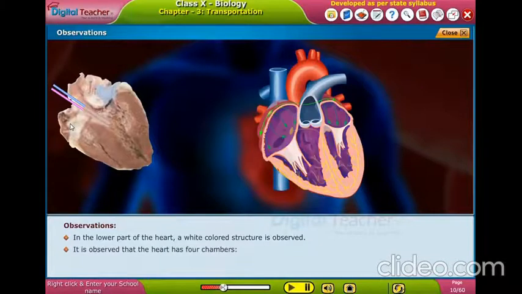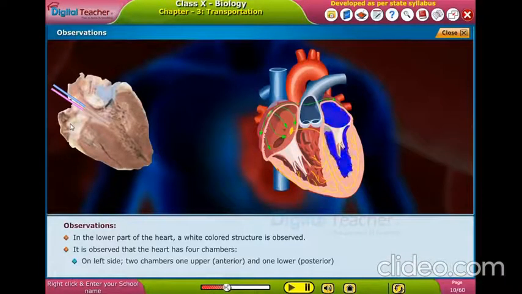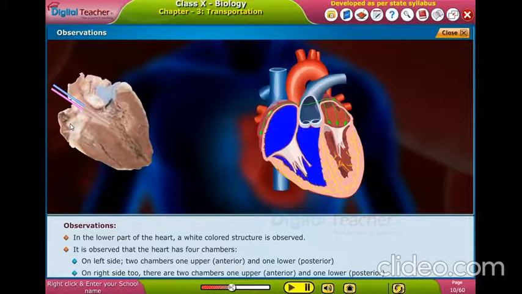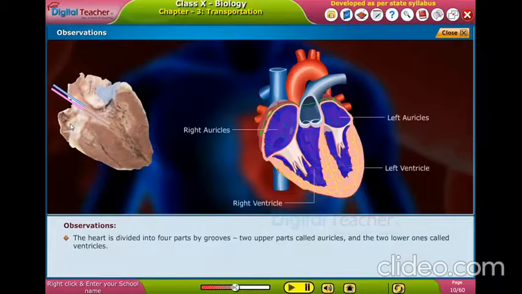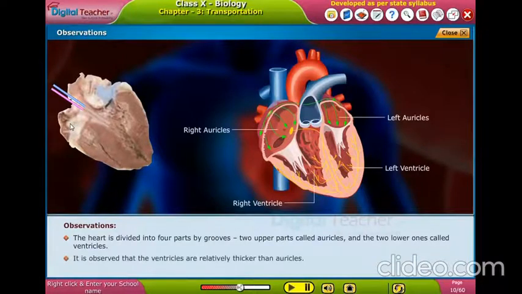It is observed that the heart has 4 chambers. On left side, 2 chambers, one upper anterior and one lower posterior. On right side too, there are 2 chambers, one upper anterior and one lower posterior. The heart is divided into 4 parts by grooves, 2 upper parts called auricles and the 2 lower ones called ventricles. It is observed that the ventricles are relatively thicker than auricles. The left auricle and left ventricle are smaller than the right auricle and right ventricle.